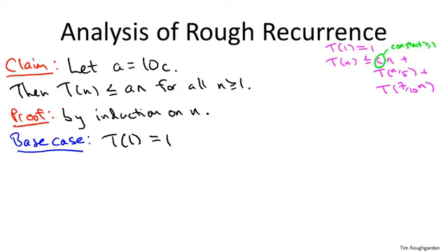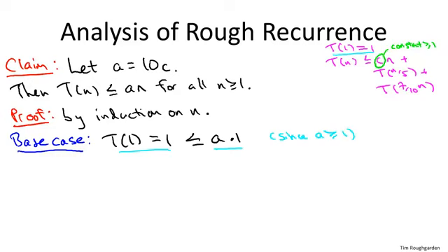So we're trying to prove that t of n is at most a times n for every n. When n equals 1, if we just substitute, then what we're trying to prove is that t of 1 is at most a times 1, also known as a. And we're given that t of 1 is 1. That's the base case of the recurrence that we're given. So that's what we're using here. What we want to be true is that this is at most a times 1, but it is.